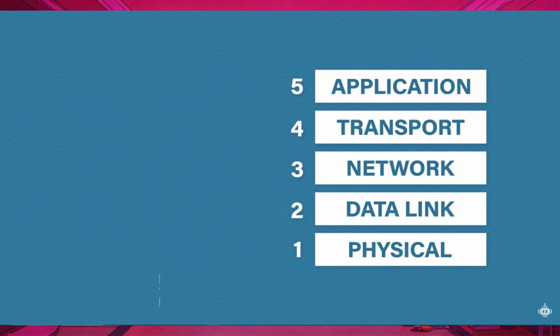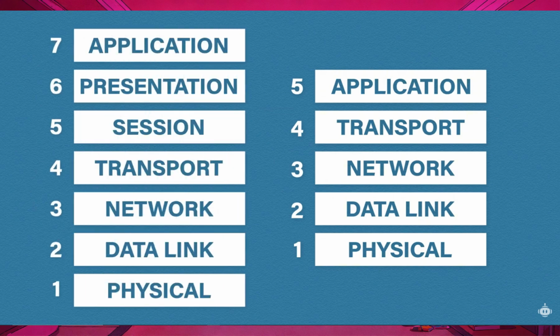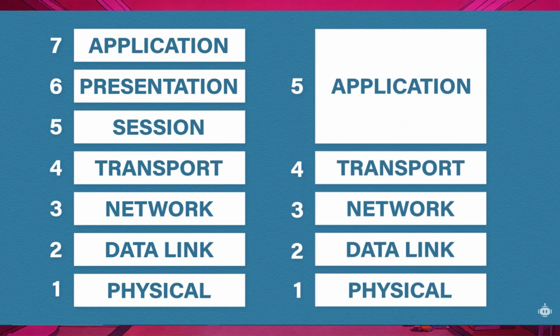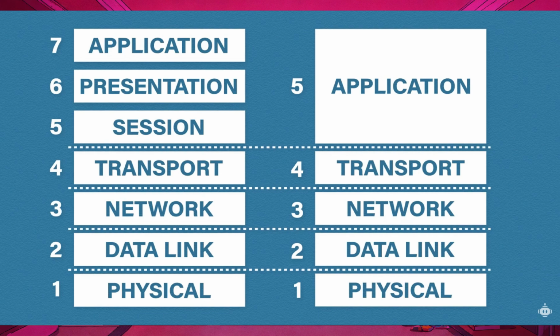Now, if you remember, the OSI model has 7 layers compared to our 5 here. But when you look at it, you'll notice the application, presentation, and session layers are just shown as application layer in the TCP/IP model. All the other layers line up nicely, which is great because we should already know the concept of how this works.